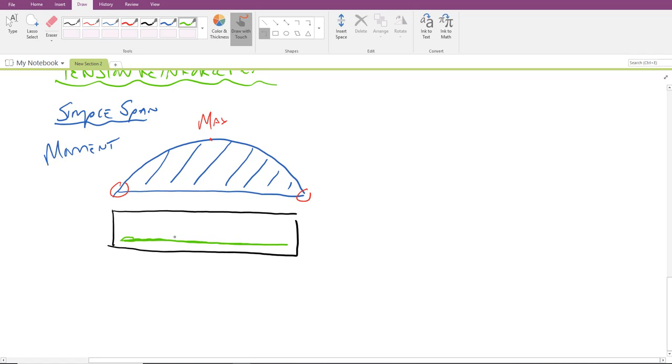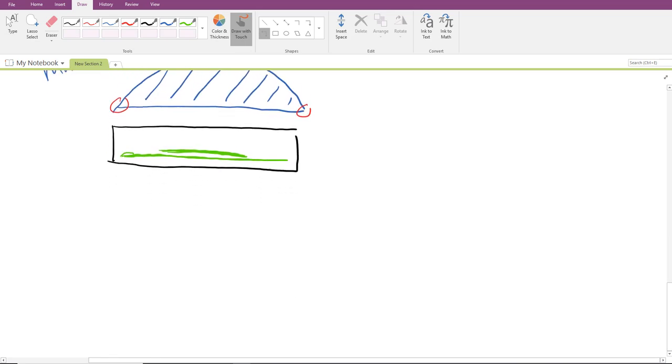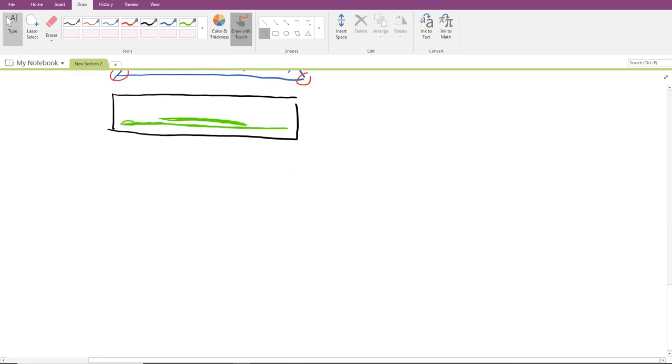And occasionally what you'll see is if the moment is really big in the middle, sometimes they'll actually throw in an extra layer of rebar towards the center of the beam where that bending is even a little bigger. So sometimes you'll see them change the amount of rebar that's in a beam.